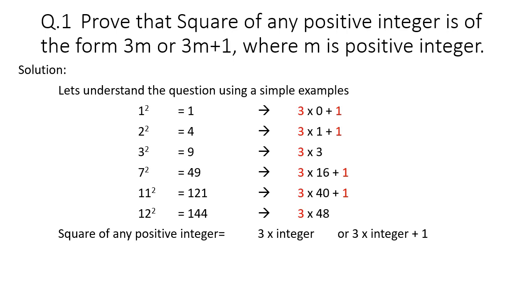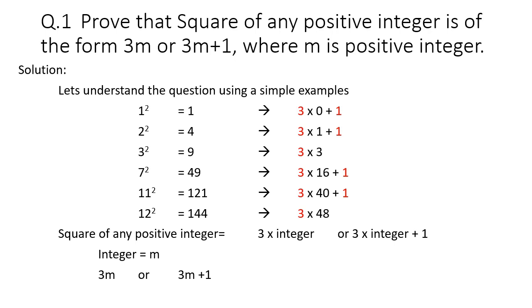In the second example, you will notice that 3 into 1 plus 1. Again, it is a form of 3 into integer plus 1. So, if I am assuming integer as m, the particular square form can be written as 3m, it means 3 into integer, or 3 into integer plus 1. You can take some more examples for practice. The square of any positive integer will have a form of 3 into integer or 3 into integer plus 1, that is 3m or 3m plus 1.